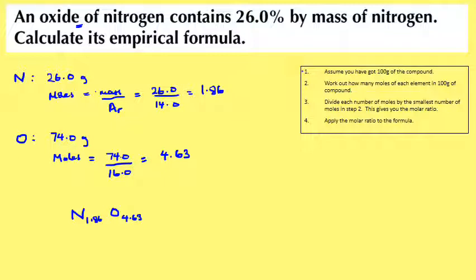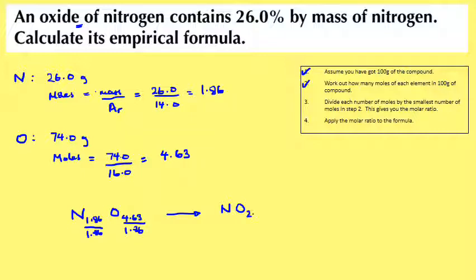So let's just tick off our process. We've made that assumption of 100 grams. We've worked out the moles of each, and we're now doing step number 3. We're going to divide each of these molar amounts by the smallest number. Smallest number is 1.86. So we keep the ratio the same. Nitrogen is 1.86 over 1.86, which is 1, and oxygen, 4.63 divided by 1.86, we're going to get 2.5.